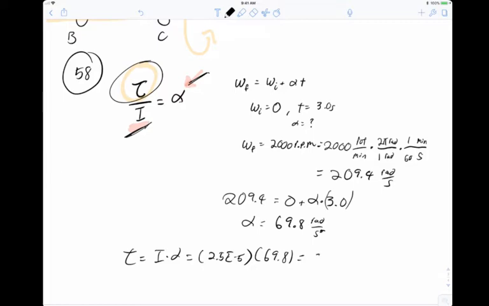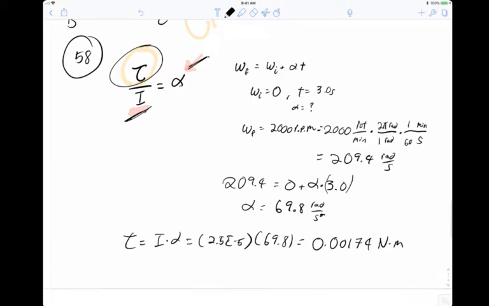So the torque is 0.00174 Newton meters. How many revolutions does it make before reaching full speed?